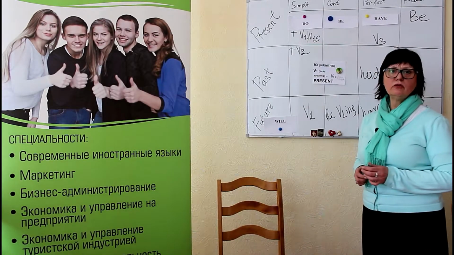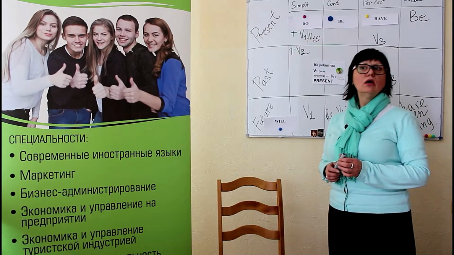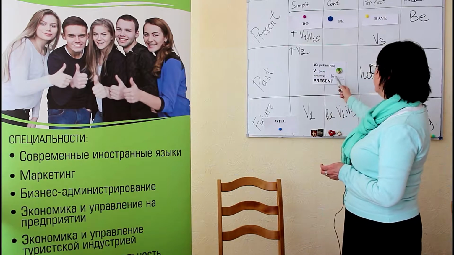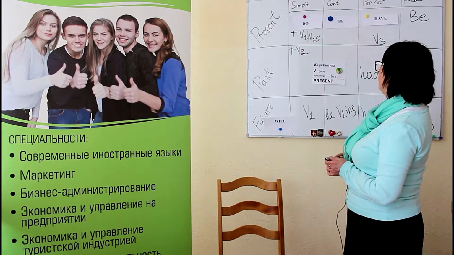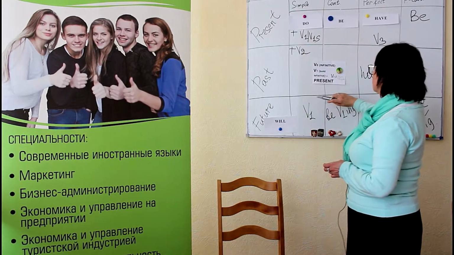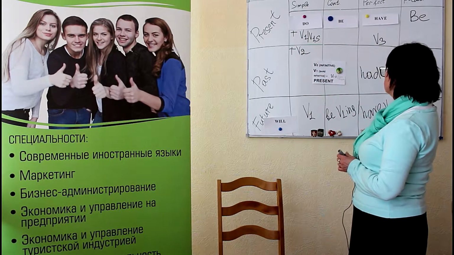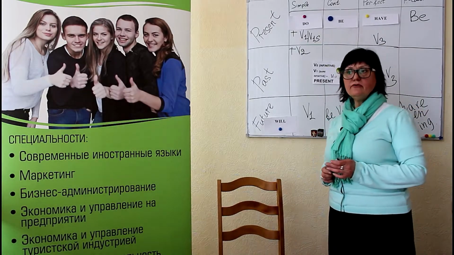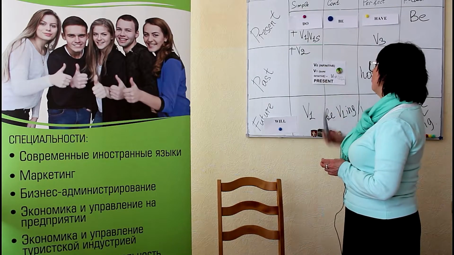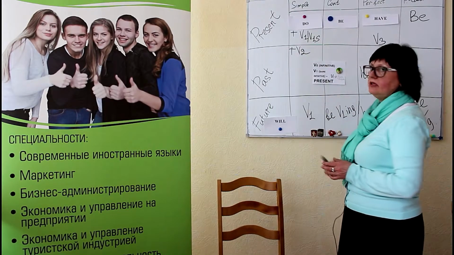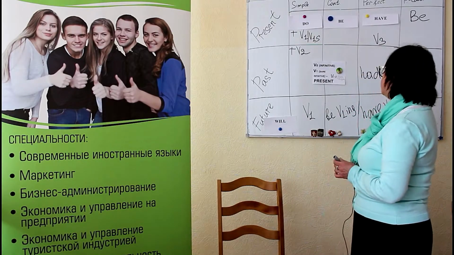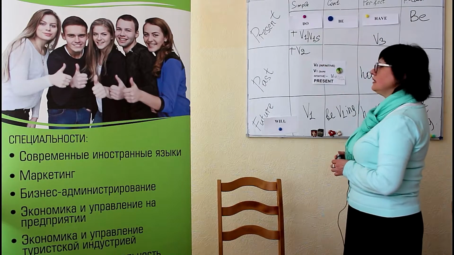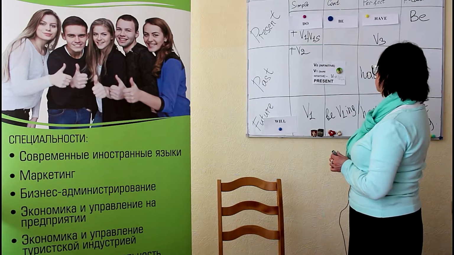So the particle to is the main sign, and you can identify it in the text. Then, to form the present simple form, you should change the infinitive into first form of the verb, and it is called bare infinitive. For third person singular, you will have to add the suffix s.